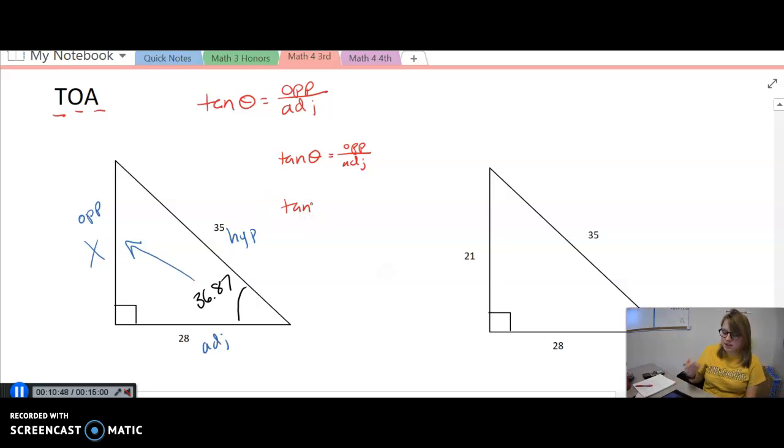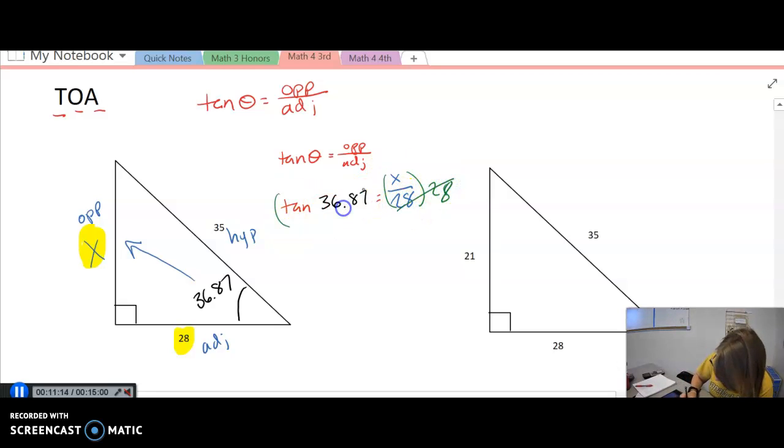So tangent of theta, well, we know that theta is going to be 36.87. That's going to equal my opposite over adjacent, and opposite in this case was my x, and then over my adjacent, which was 28. Alright, so now we need to solve for x. So I'm going to multiply by 28 to both sides. And so I now have 28 times the tangent of 36.87, and that's going to equal our x.